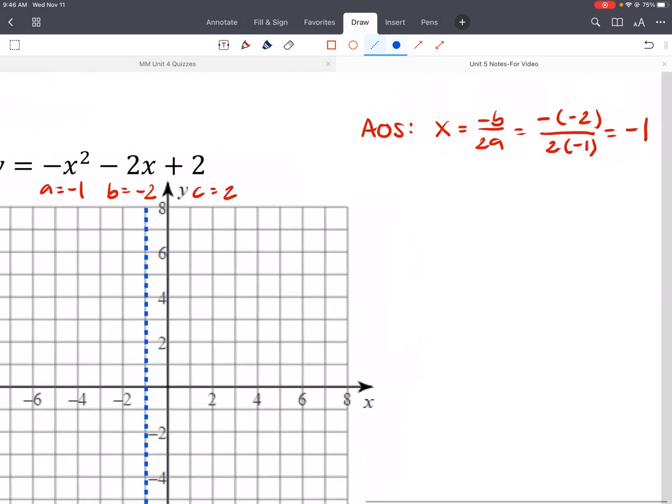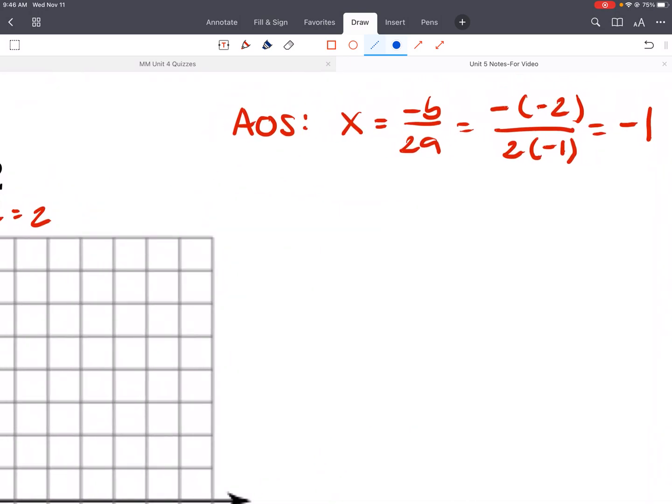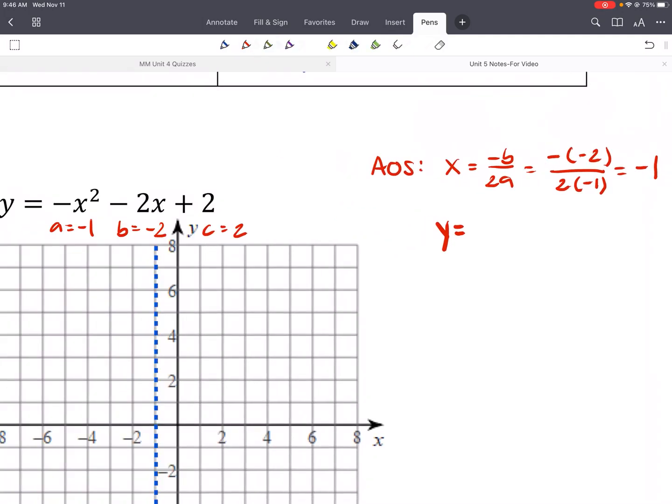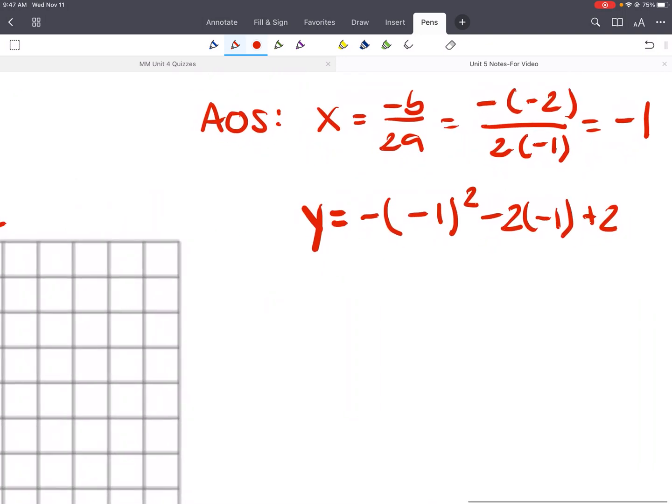If we want to find the y value for our vertex, we just plug it in. So y is equal to negative 1 squared minus 2 times negative 1 plus 2. Again, I would probably just use your calculator, and you would end up getting 3. So our vertex is negative 1 comma 3.